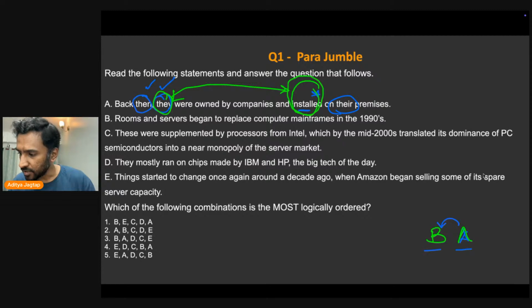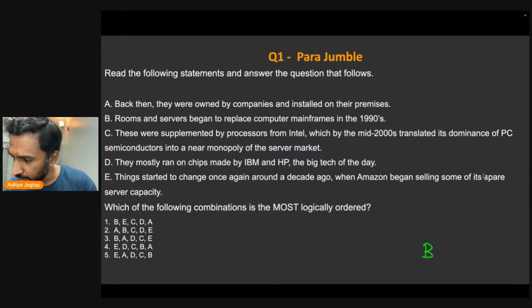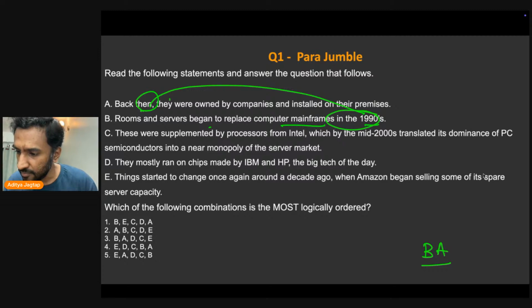And BA is telling us a story. BA is telling us that rooms and servers began to replace computer mainframes in the 1990s. So back then in the 1990s, rooms and servers were owned by companies, and these servers were installed on their premises. So BA is your first pair.